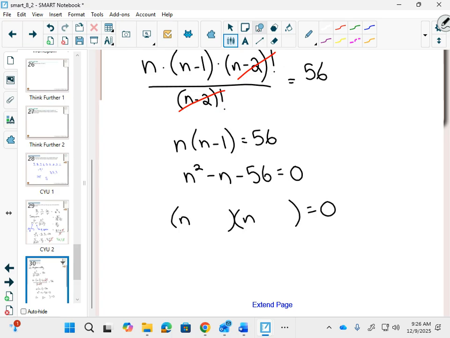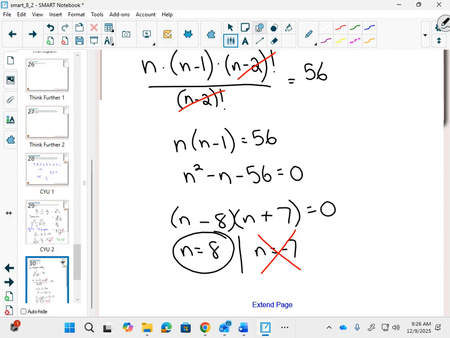We have n and n. 8 times 7 is 56. I need the 8 to be negative and the 7 to be positive, so I have two possibilities. N could be 8 and n could be negative 7. But it doesn't make sense to have a negative 7 in a factorial, so we have to X out this one and circle this one as our final answer.